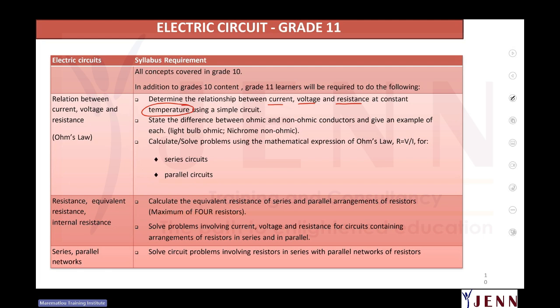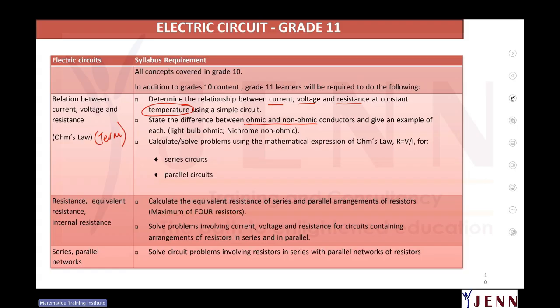Now, we need to know how to define this. This is another definition, a term that you must know. We need to know how to define Ohm's law. The potential difference across terminal ends of a conductor is directly proportional to the current flowing through the conductor, at constant temperature. It's another term that we must know. And then we should also know the difference between an ohmic and a non-ohmic conductor.